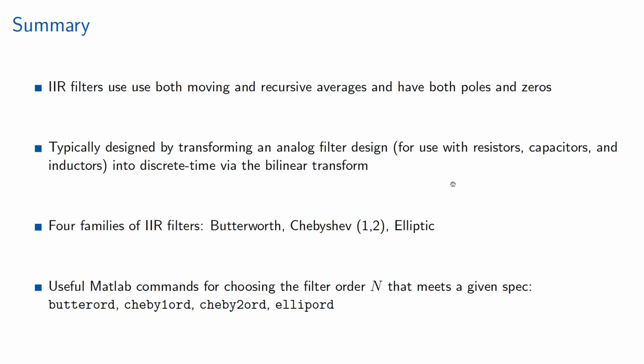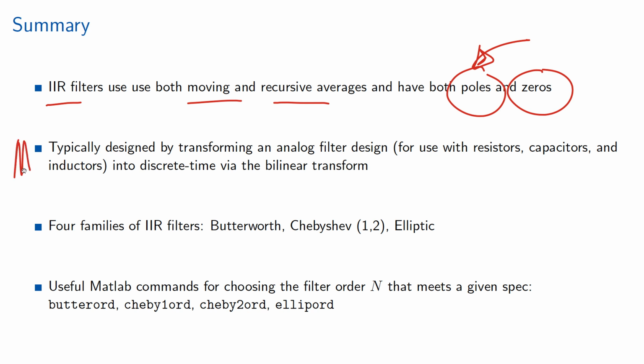So in summary, what we saw is that IIR filters use both a moving and recursive average. They have both poles and zeros, and it's really the poles that allow them to have a really steep transition from the passband to the stop band. There's no really elegant, direct derivation method for designing discrete time IIR filters, and so typically we use this somewhat ad hoc, but still beautiful transformation procedure where we design an analog filter and then use a bilinear transform to bring it into the discrete time domain.